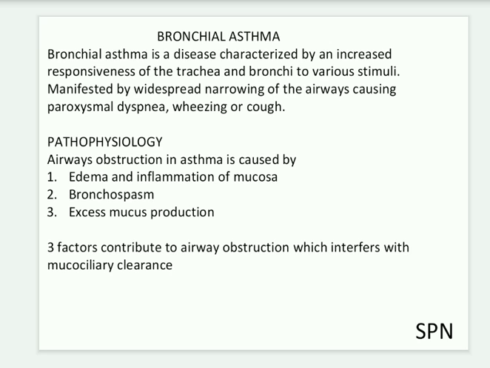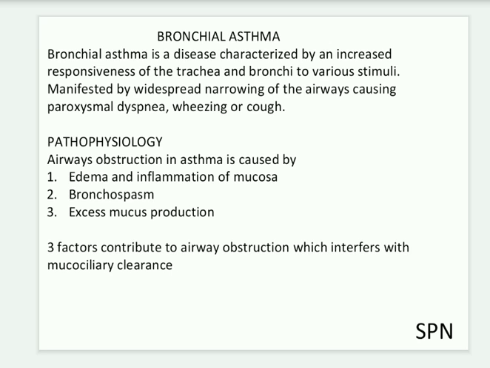Bronchial asthma is a disease characterized by an increased responsiveness of the trachea and bronchi to various stimuli, manifested by widespread narrowing of the airways, causing paroxysmal dyspnea, wheezing, or cough.